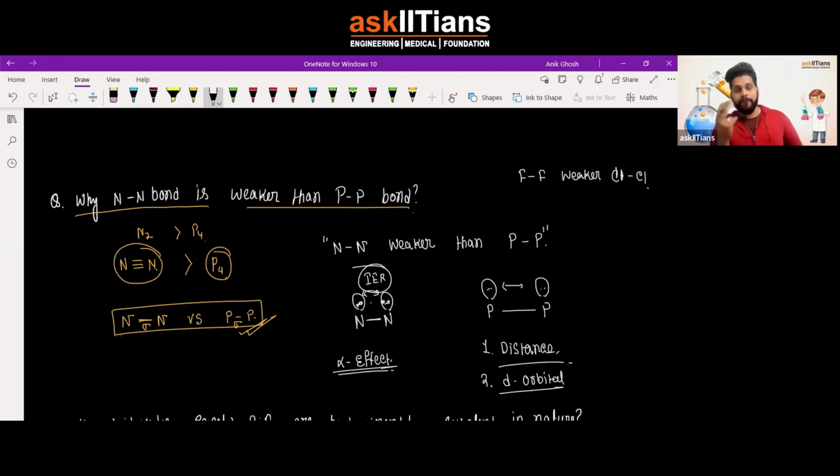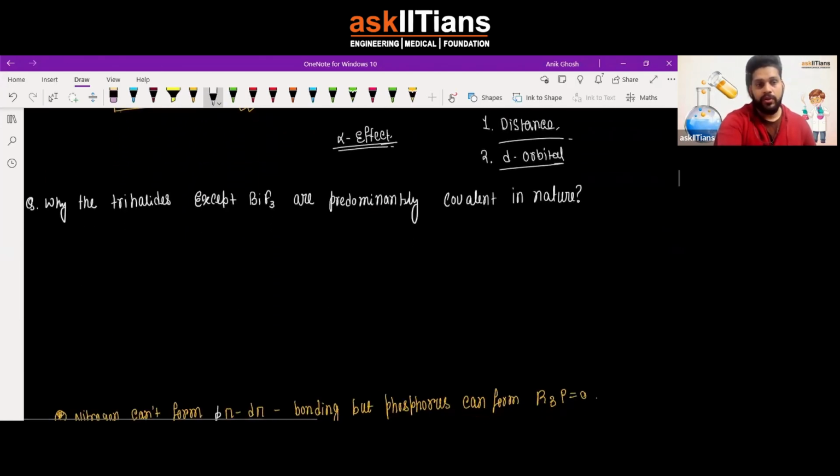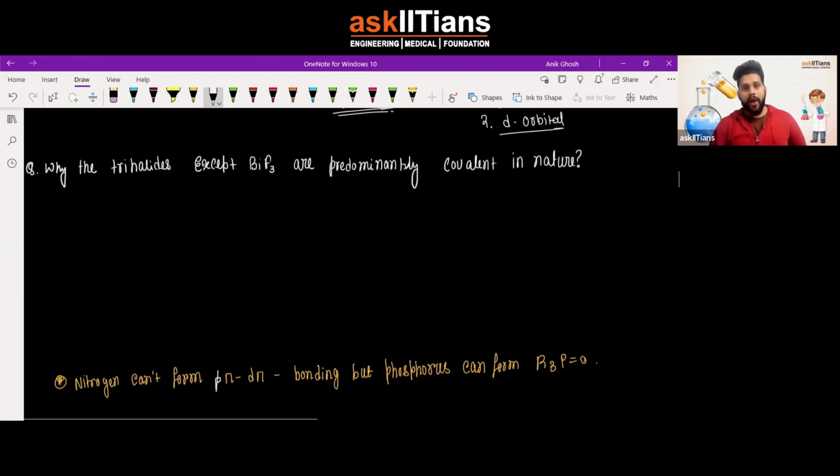Same question comes for fluorine and chlorine as well, guys. Bond dissociation energy of chlorine is higher than fluorine because of the same reason, okay? Now, going to the third question. Why are the trihalides except BF3 predominantly covalent in nature?